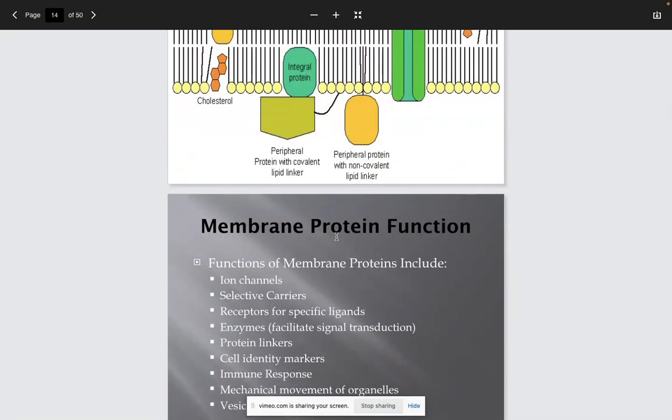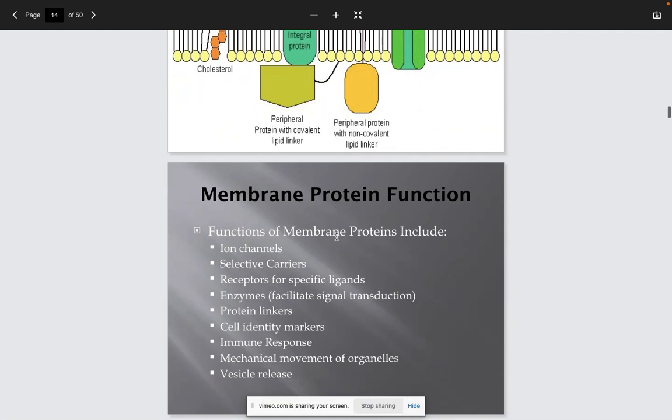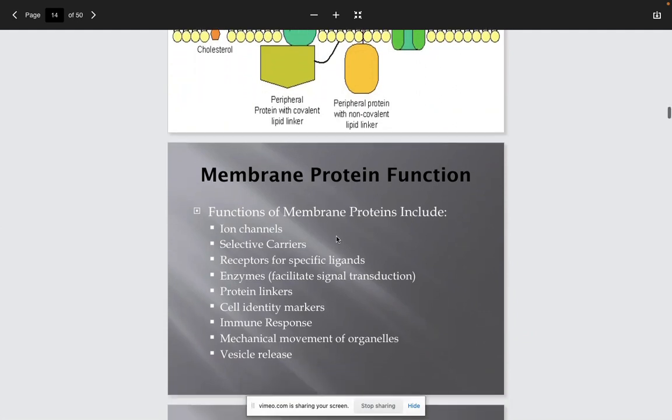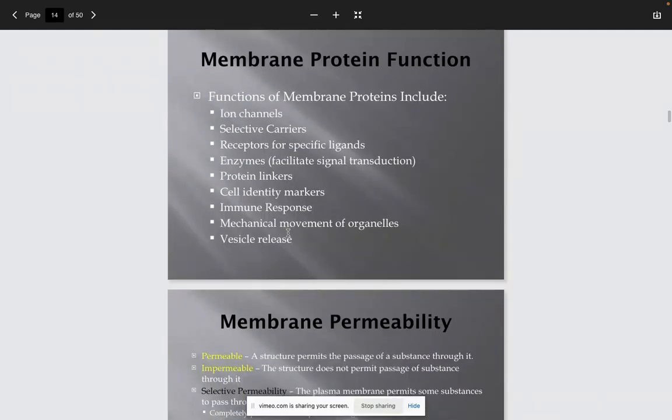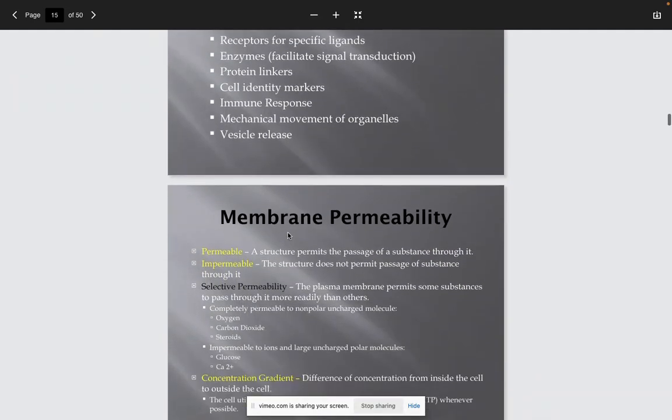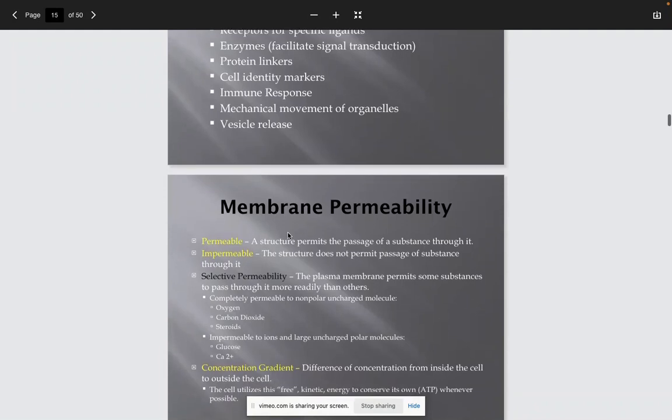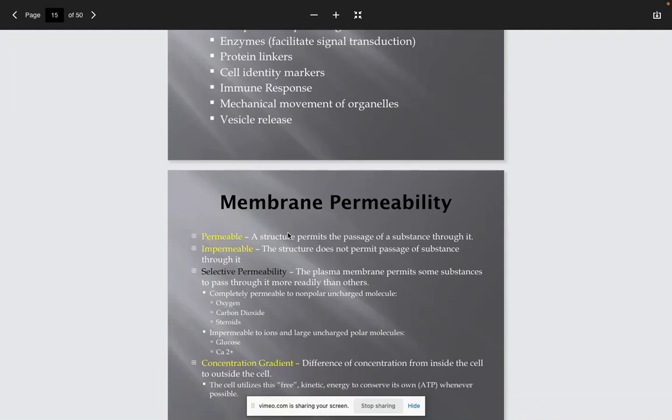These are just some functions of the membrane proteins that I've listed. Ion channels, I think, would be one to know. There are selective carriers, but for our purposes, let's primarily focus on the ion channels. So this gets into a discussion about permeability. Permeability just means what can pass. If it's permeable, it means it can pass through. If it's impermeable, it can't pass through, right?